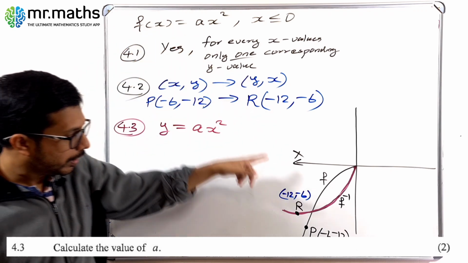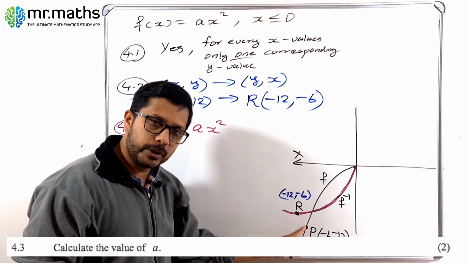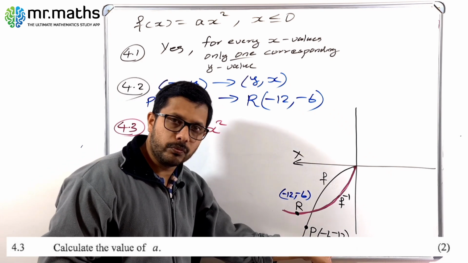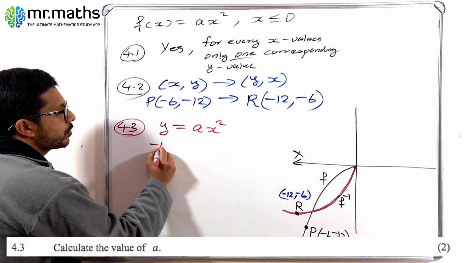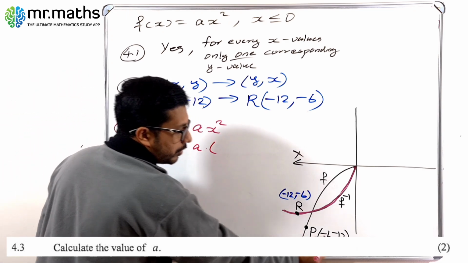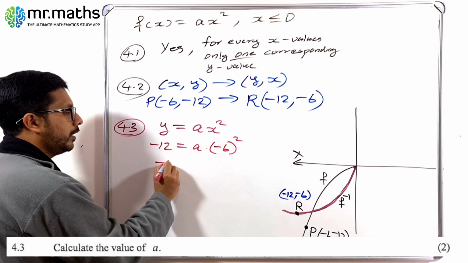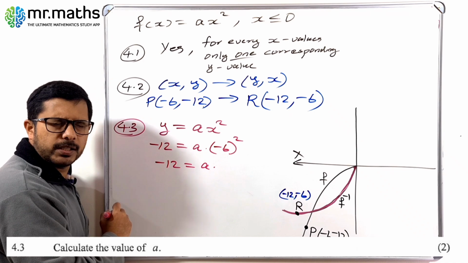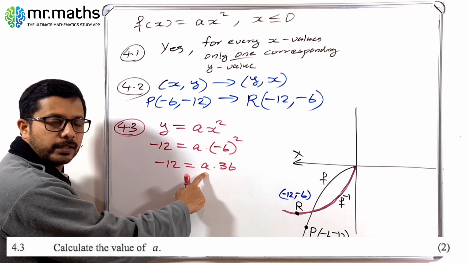So you have to check, is there any point that you know on the f of x graph? Oh, okay, there is a point here on the f of x graph. So this one is x and this one is y. Okay, so y is equal to, what is y? Minus 12. So minus 12 is equal to a into x square. So it is minus 6 square. Okay, so minus 12 is equal to a into minus 6 square, which is 36. So how can you find a?